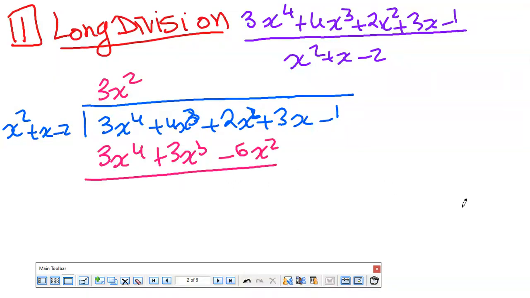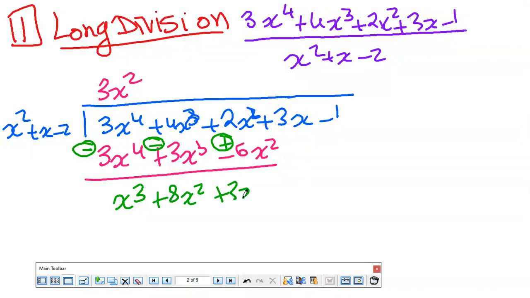And then I need to subtract, or we can say I will change the sign. So here it's plus, it's minus, minus, plus. So I'm subtracting. 3x^4 minus 3x^4, 0. 4x^3 minus 3x^3, it's x^3. 2x squared plus 6x squared, so it's plus 8x squared. And then I will take down the plus 3x minus 1.